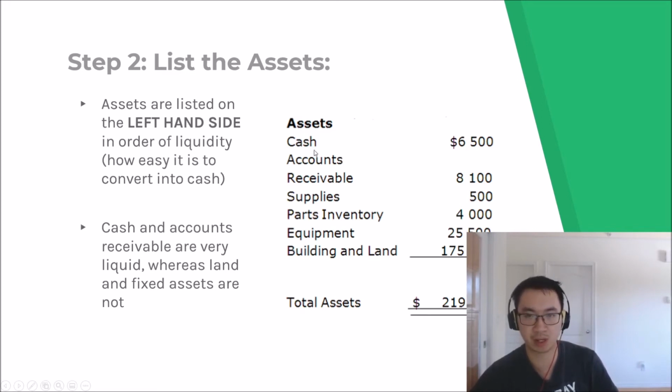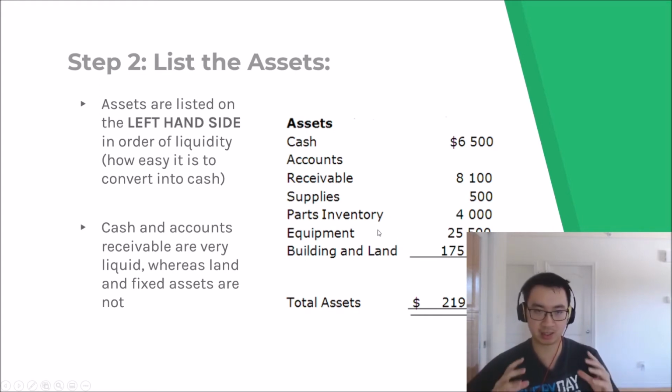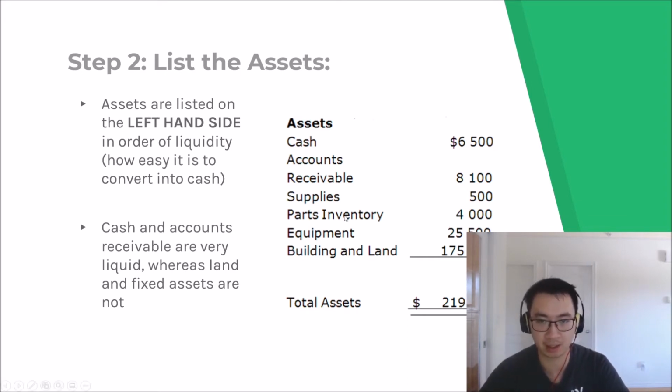Accounts receivable is often next because accounts receivable reflects money that's owed to you by your customers because they haven't paid you yet. So that's going to be very easy to turn into cash. Supplies and inventory are very easy to liquidate, but equipment, building, and land tend to be more fixed, and since they're harder to liquidate and to convert to cash, these are going to be put at the end.